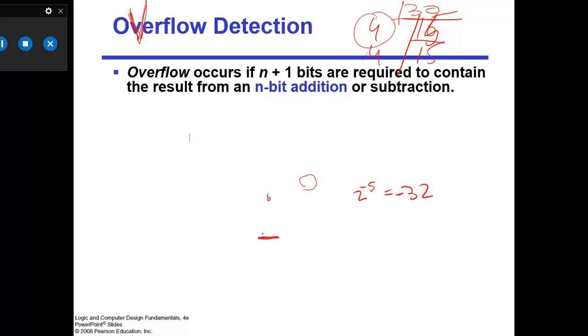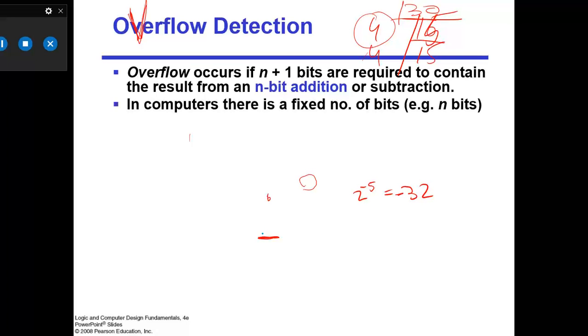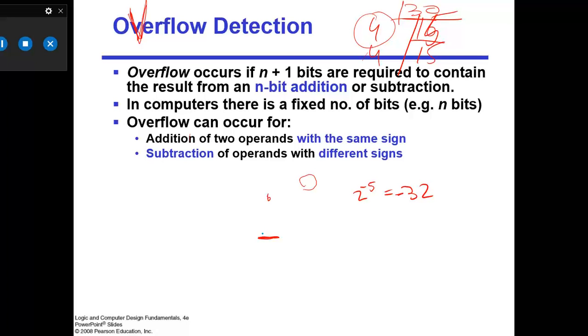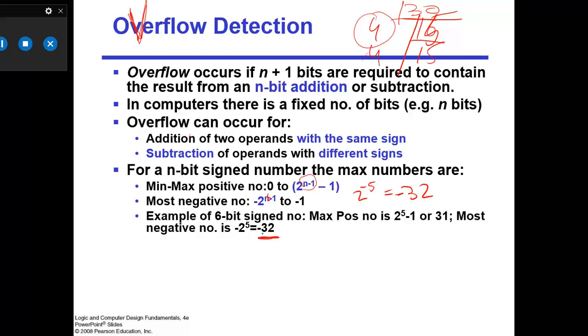So what if we want to discuss the overflow? When overflow occurs, there must be a circuit that defines how the overflow is going to be catered for in the real circuit. Overflow can occur if two operands have the same sign, so both numbers are positive and their answer is greater than the allowed width, then overflow will occur. Or subtraction of operands with different sign.